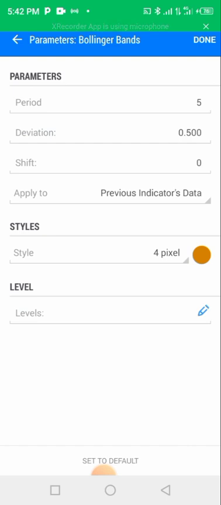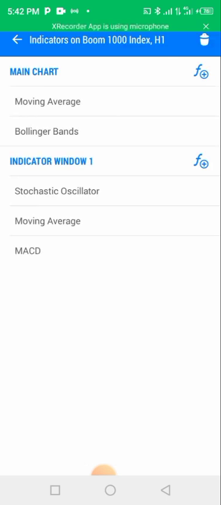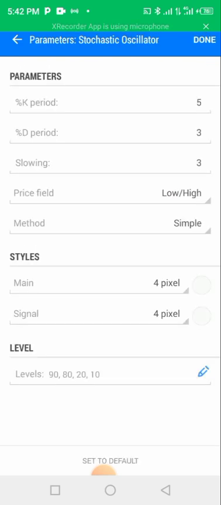The Bollinger Bands will have a period of 5, deviation of 0.5, shift is 0, applied to previous indicator's data. Style is 4 pixel and I'm using a gold color, and after that click on done. The next indicator you'll be adding will be on your indicator window 1, which is the stochastic oscillator, and it has a K period of 5, D period is 3, slowing is 3, price field is low/high, method is simple. And for the styles, the main is 4 pixel.